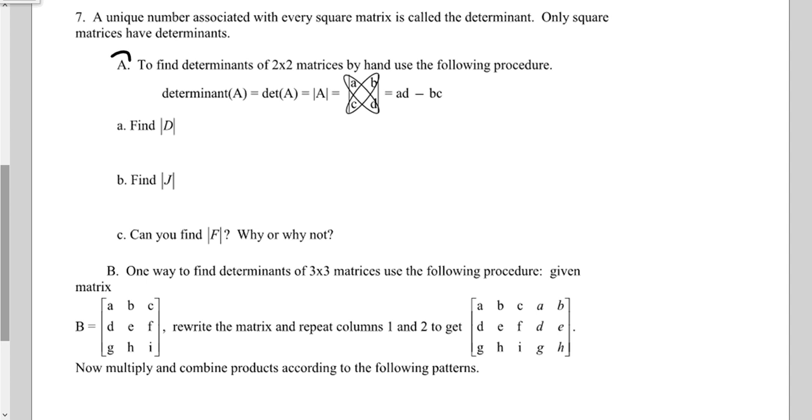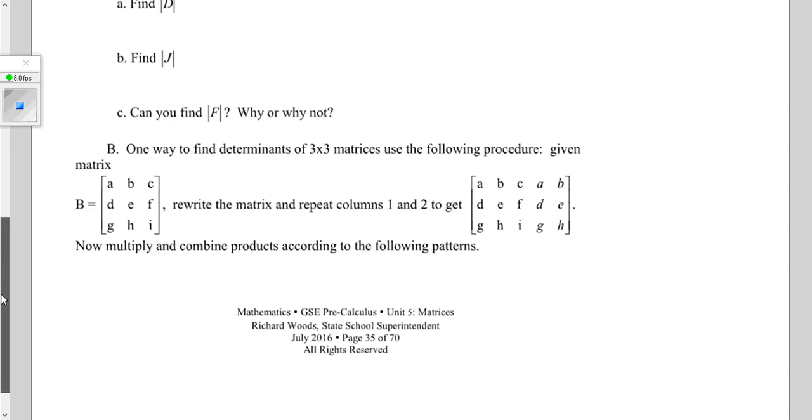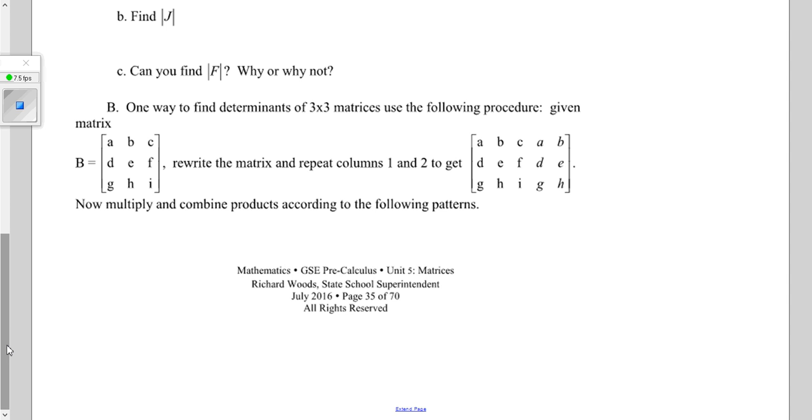7A, this part right here, talks about something that we did the other day, so I'm not too concerned about 7A. You know how to find a determinant. We did that a good bit. It is 7B that I really want to talk about, and on my smartboard it broke up into 2 separate pages, so forgive me, but it does mirror yours.